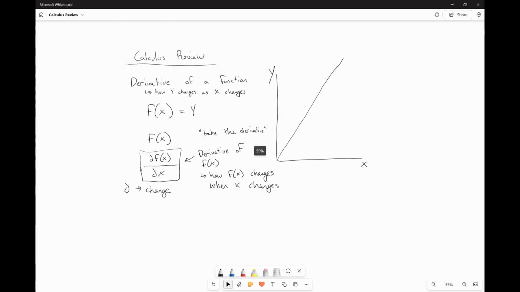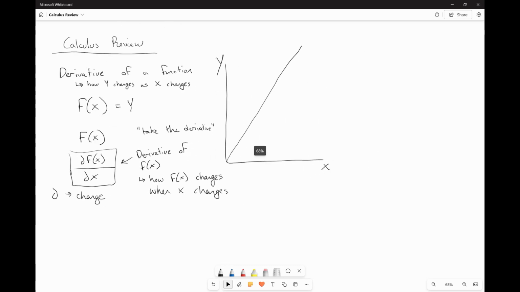Okay. Now, a little bit earlier, I mentioned the idea of a slope. So if we look at this line here, this graph, you might recognize this.